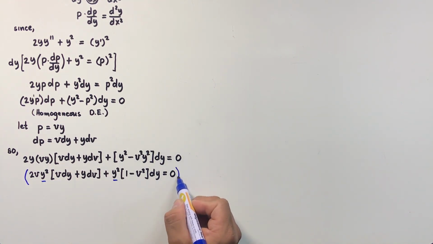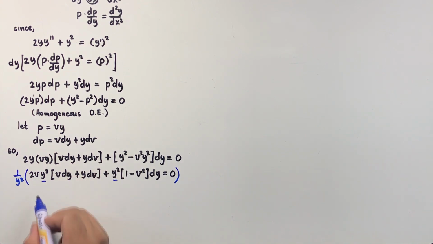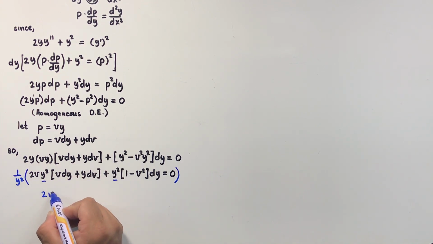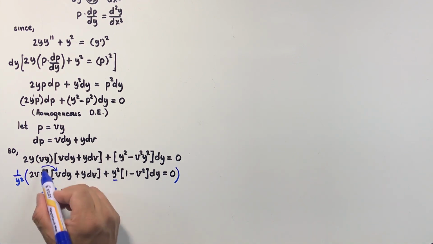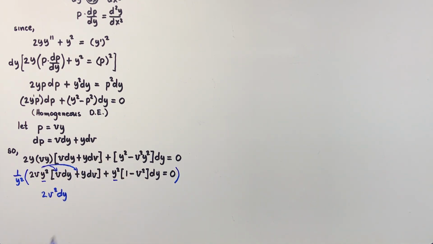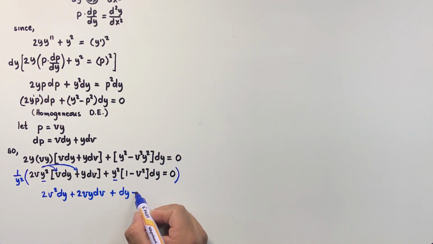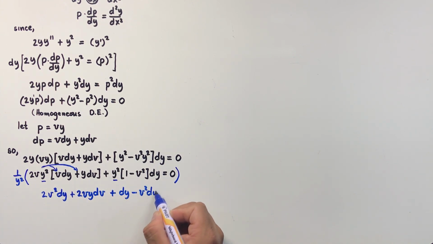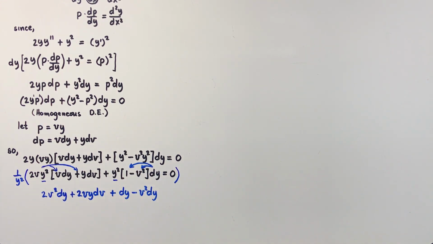we eliminate it by multiplying both sides of the equation by 1 over y squared. So we have 2v squared dy. If you distribute this one here and also distribute this to this second term, we have plus 2vy dv plus dy minus v squared dy, if you distribute this dy to this binomial here, and this is equated to 0.